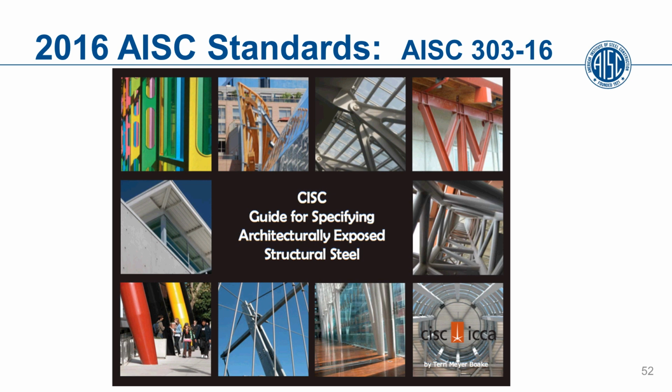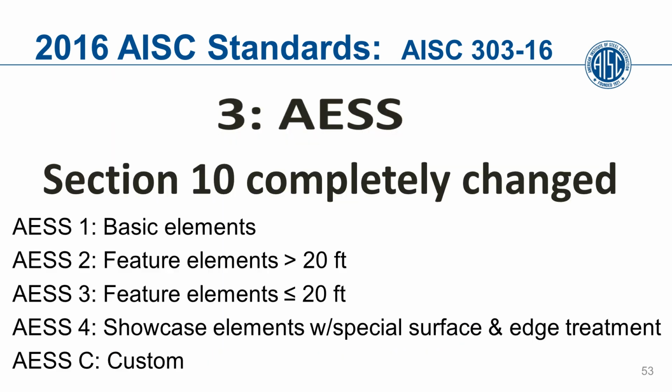Well, a few years ago, the Canadian Institute for Steel Construction developed this document, Guide for Specifying Architecturally Exposed Structural Steel. Well, the Code of Standard Practice Committee reviewed this document and found a lot of good information in this document and tried to incorporate this information in the 2016 Code of Standard Practice. So as I said, Section 10 is completely changed for architecturally exposed structural steel. It now has 5 separate degrees of architecturally exposed structural steel.